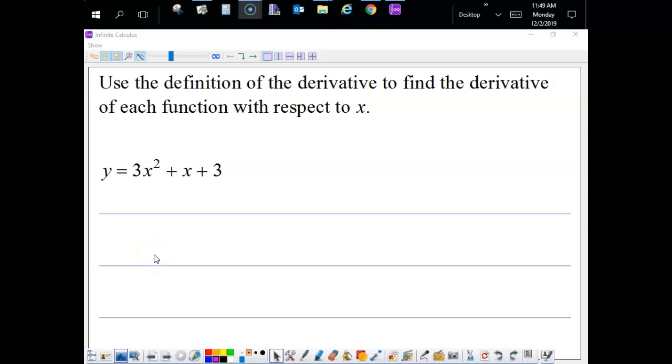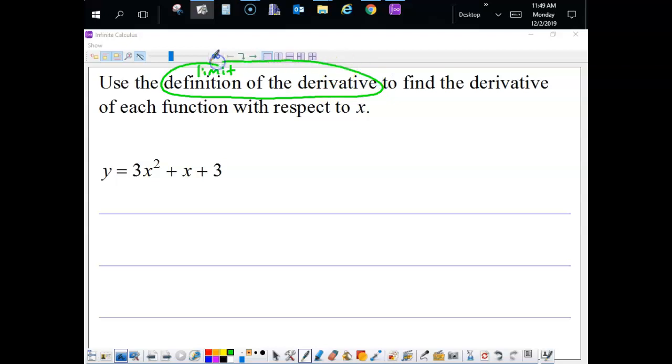Alright guys, here's your quiz help video for our upcoming quiz this Thursday or Wednesday. Use the definition of the derivative. I should have put limit definition. Use the limit definition of the derivative to find the derivative of each function with respect to x. So notice it says the limit definition of a derivative. It doesn't say the alternative form.